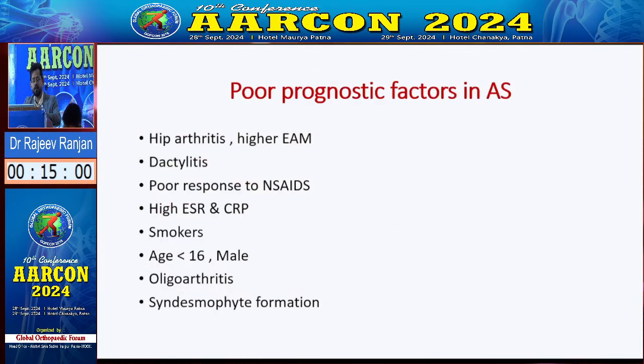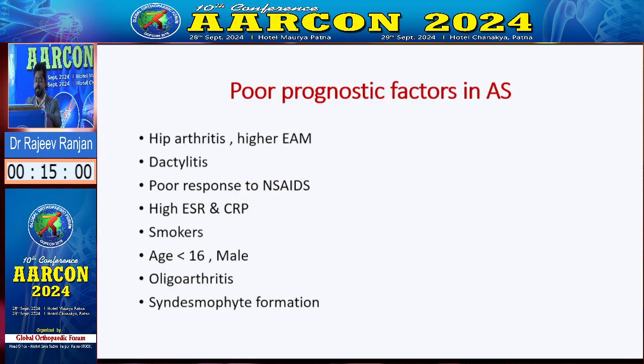So they are important poor prognostic factors for ankylosing spondylitis. If the patient has these factors, you have to treat aggressively. Like if someone has severe hip arthritis, very high extra-articular manifestations, a patient presenting with dactylitis and having poor response to NSAIDs, persistent high inflammation in the form of high ESR and CRP, smokers, those patients are rapid progressors.